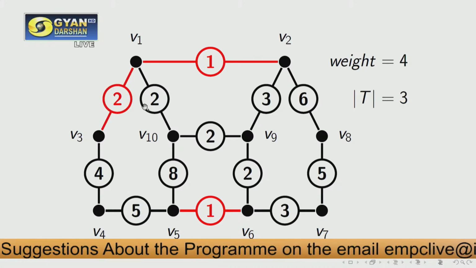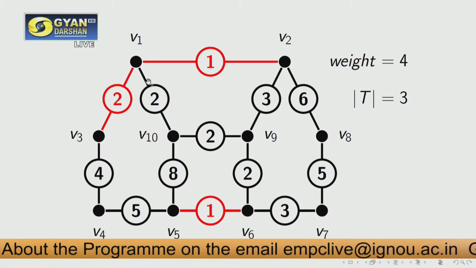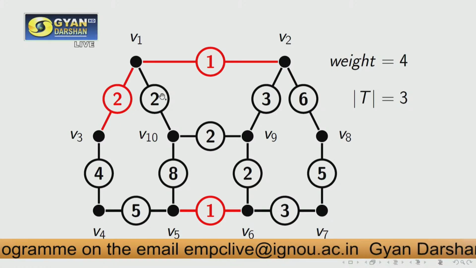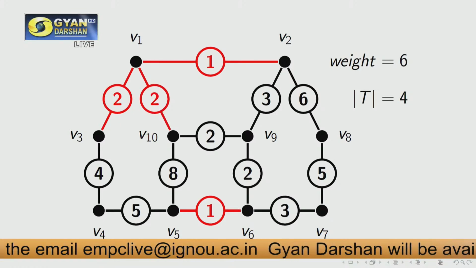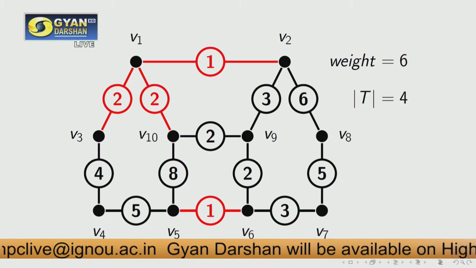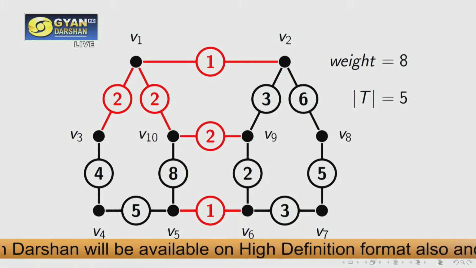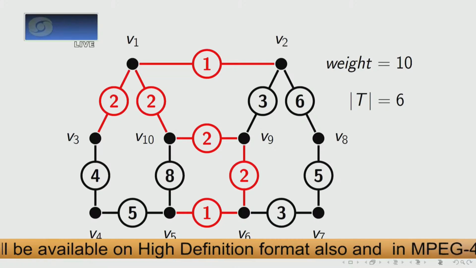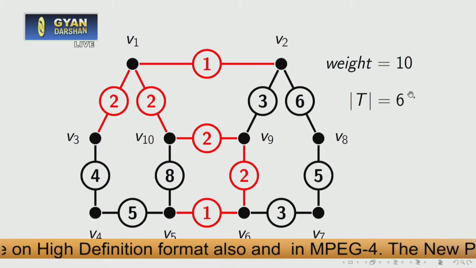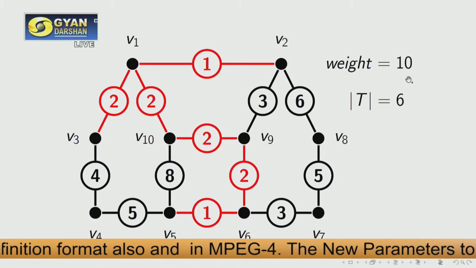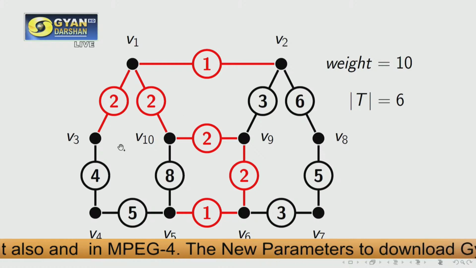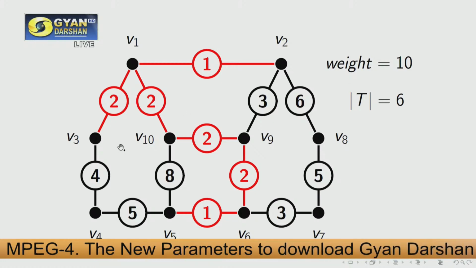So this one, and then we select V1, V10, and then V10, V9, and then V9, V6. Okay, so thus far we have selected 6 edges and the total weight is 10. We have to select only 9 edges, right?